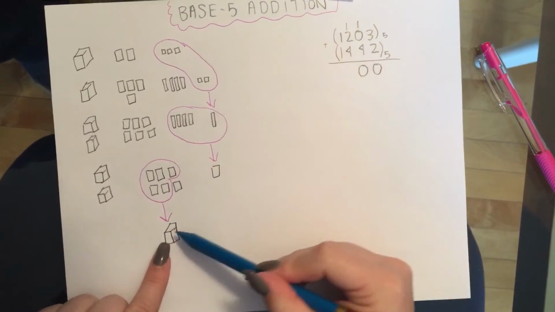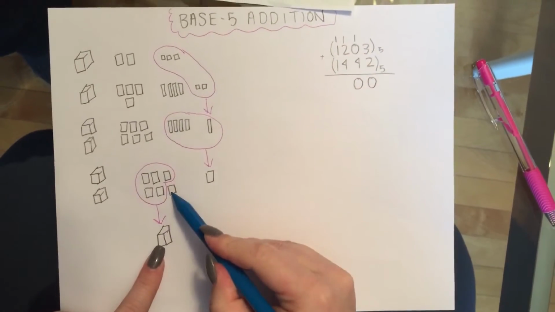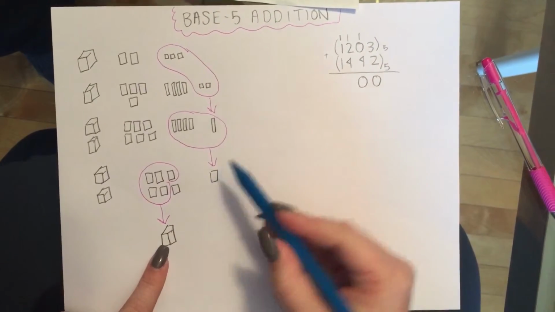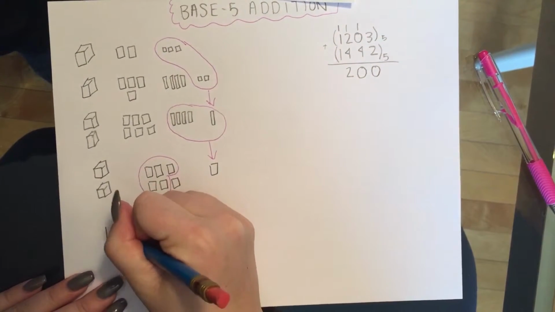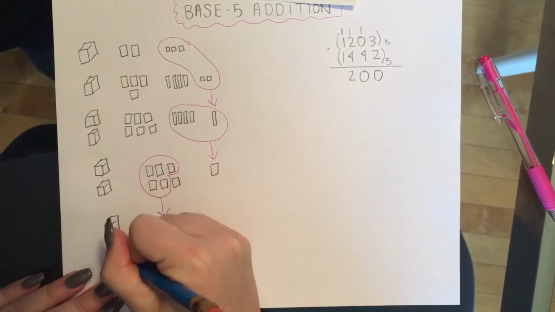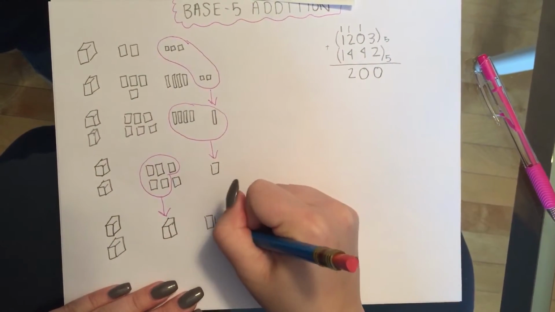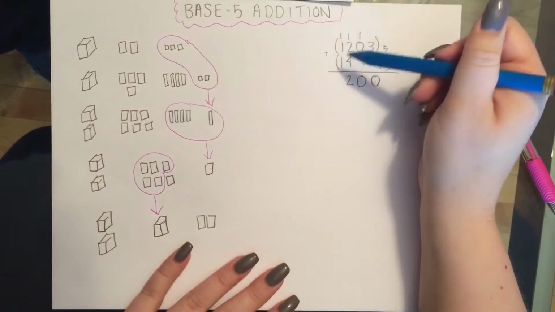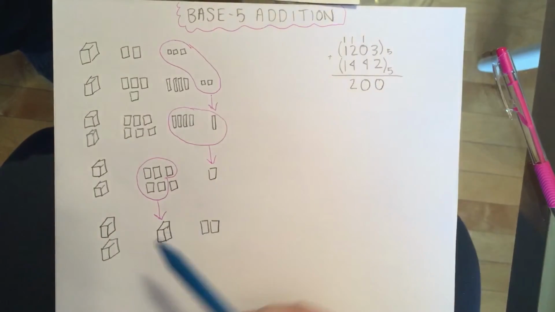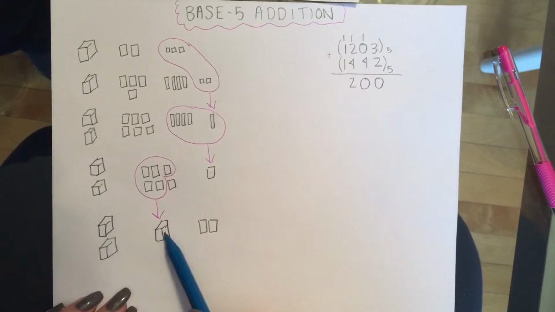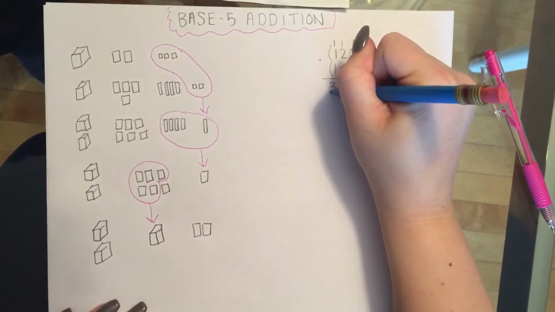But now we can see that we've regrouped once, so we're going to put a 1 over here, but we still have 2 remaining 25 blocks. So we're going to put a 2 here. Now we're going to redraw what we have. And we're going to add this up. So in the algorithm, we can see that 1 plus 1 plus 1 is 3. And we notice here that we have 1, 2, 3, 125 blocks. So we put a 3 here.